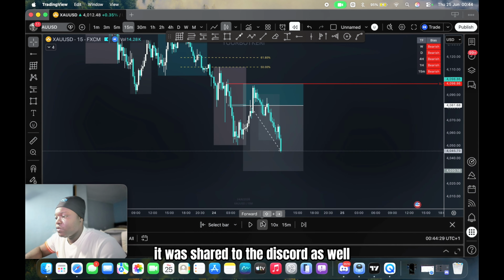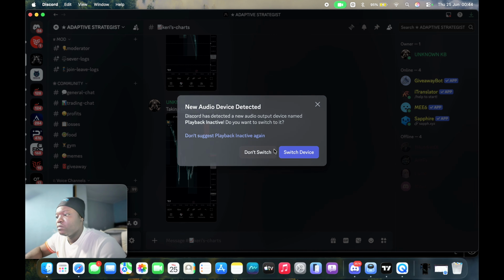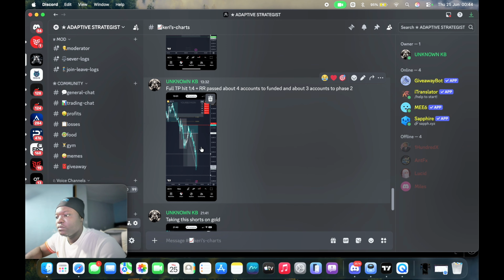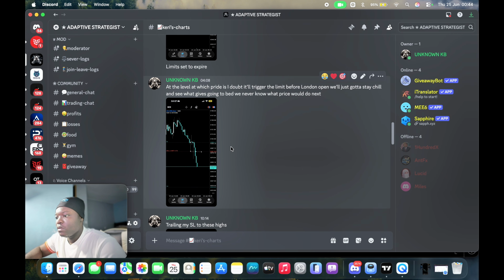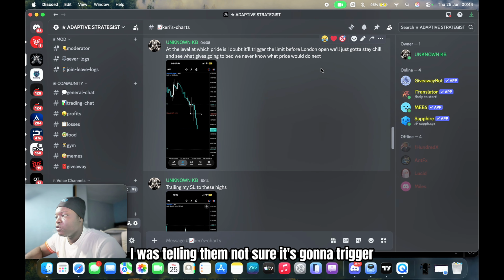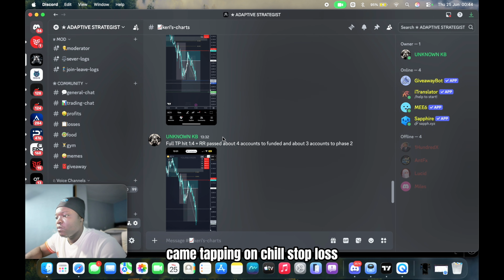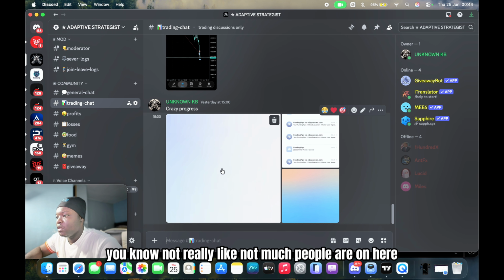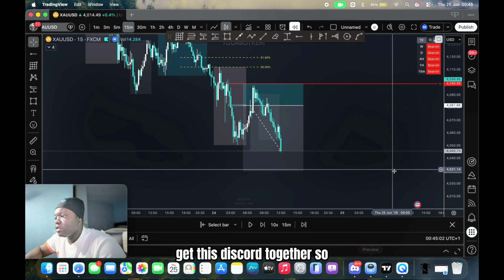It was shared to the Discord as well. If you come over to the Discord, you can see this is it right here. This was the trade, shared everything in the Discord. This was the limit, you see I was telling them I'm not sure it's going to trigger. Then it tapped in and trail stop loss, everything was shared. Also passed some accounts. Not many people on here, but I'm still trying to get this Discord together.